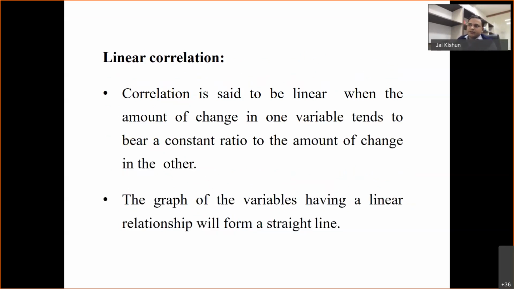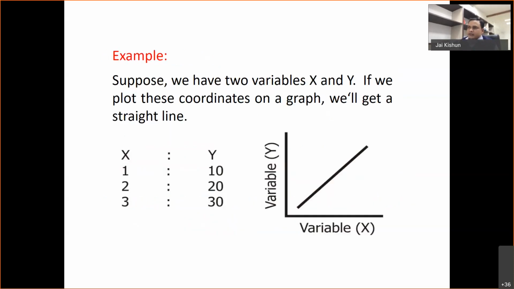So it means when the changes in one variable occur, the changes in the other variable occur with a constant ratio. It means we will get a straight line, meaning a linear relationship. So the graph of these variables has a linear relationship in the form of a straight line. You can see the example here.